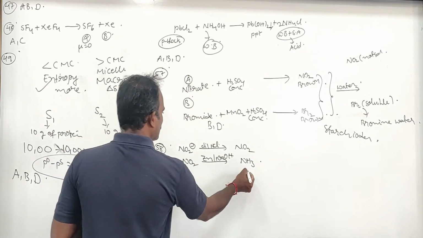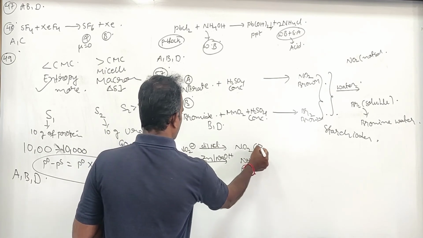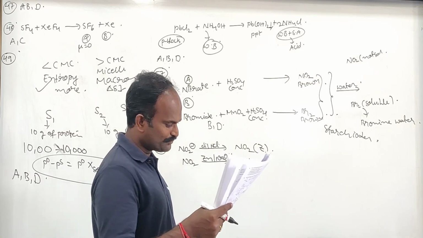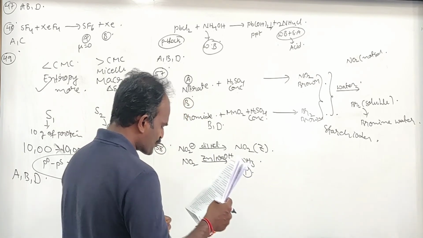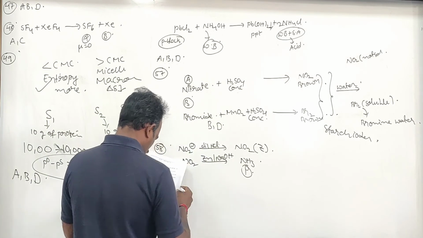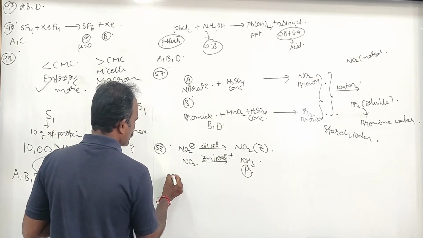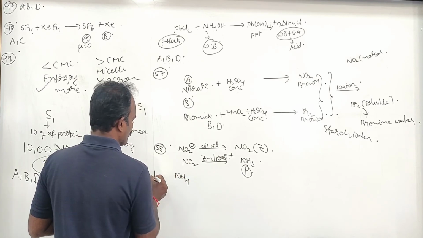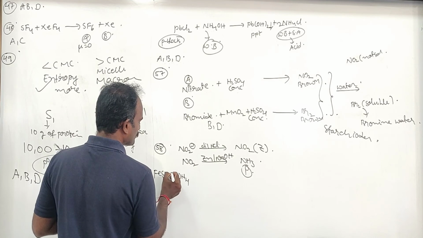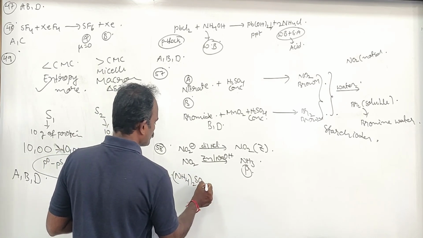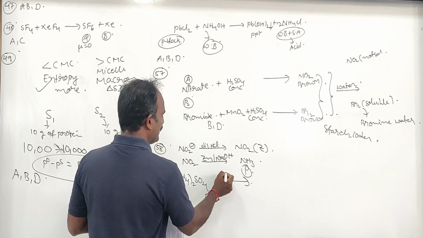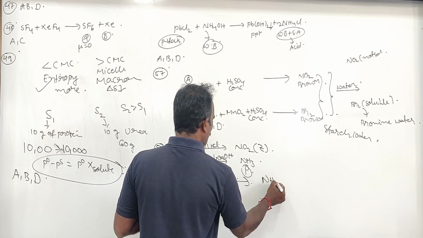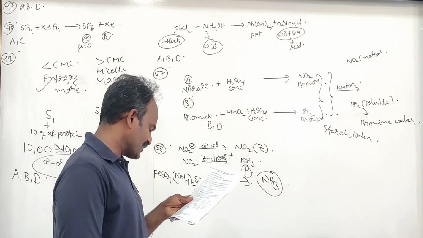Gas P. What is P? This is P. Gas P turns red litmus to blue. Correct, basic. When Mohr's salt is treated with sodium hydroxide, gas P alone is one of the products. What is the Mohr's salt? FeSO4, (NH4)2SO4, 24H2O. When it is heated, definitely ammonia is going to be one of the products.